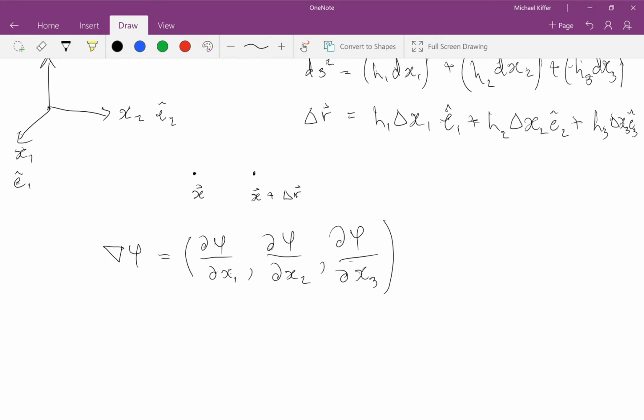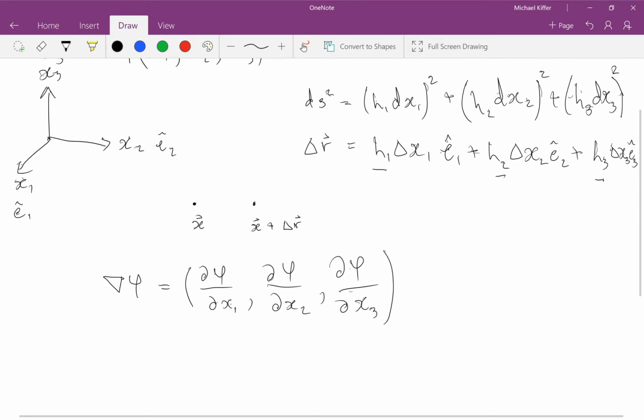So we need to take into account these scale factors, and what they do is basically make sure that all our units here are the same. So if x2 and x3 happen to be angles like theta and phi, those don't actually have a length scale. We need to multiply them by some factor to make sure that we're talking about the same units.